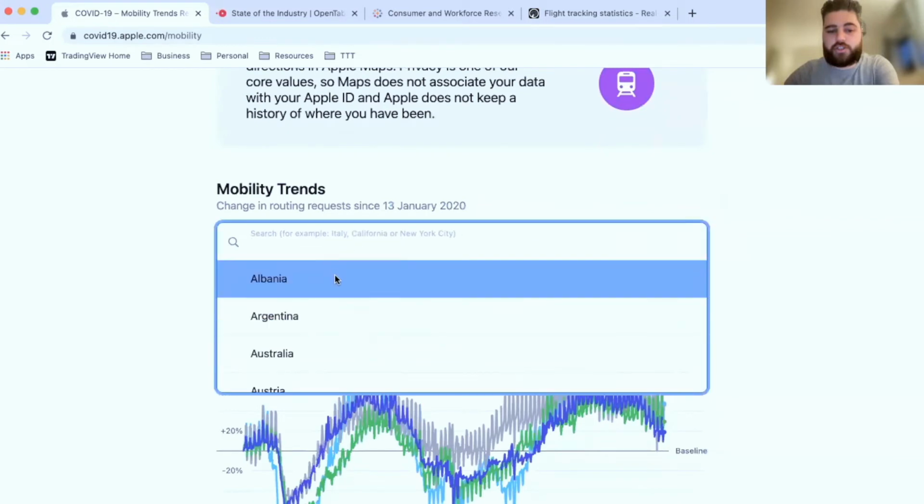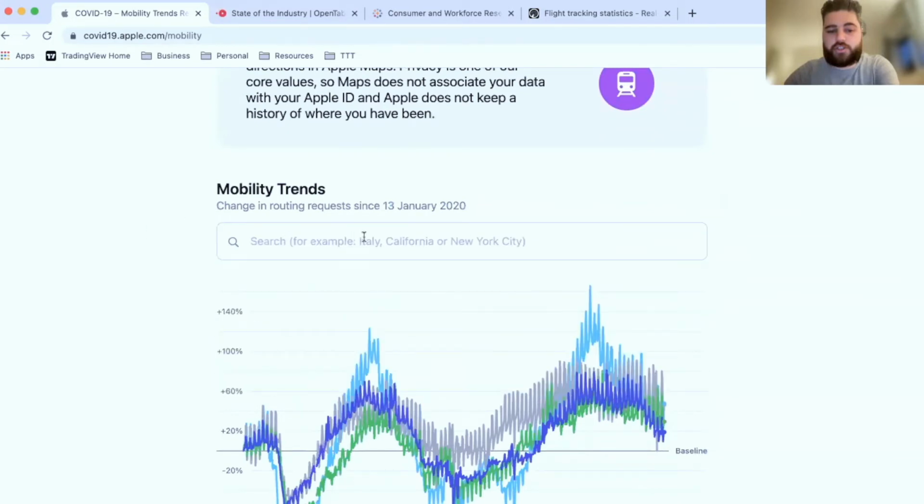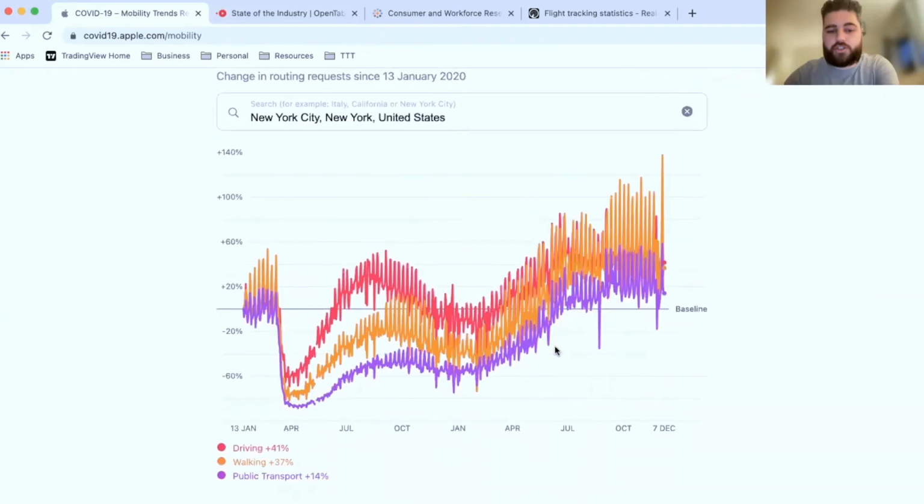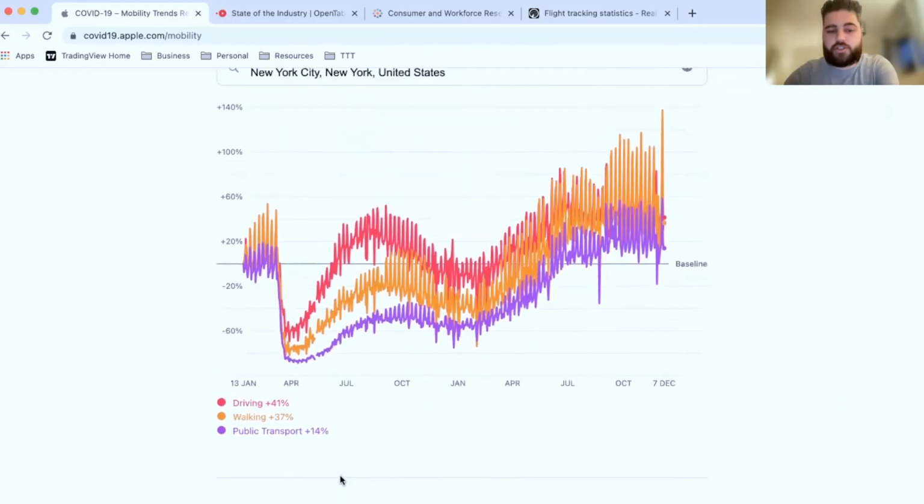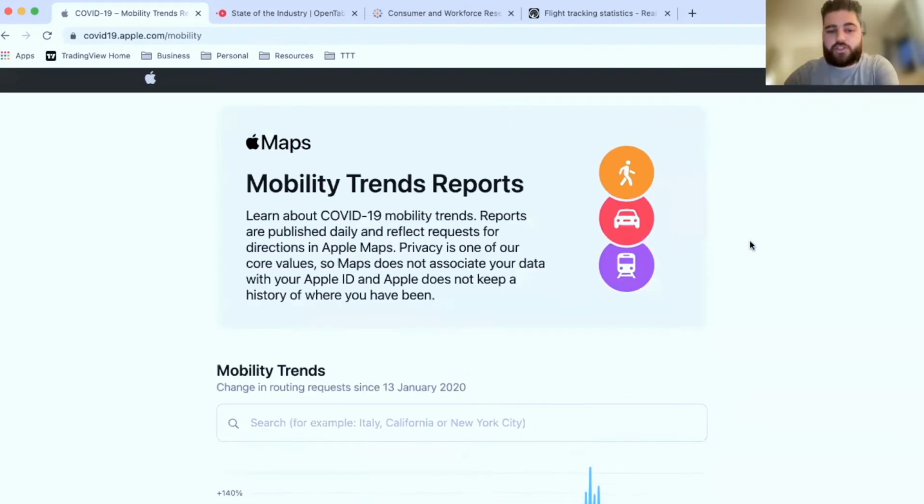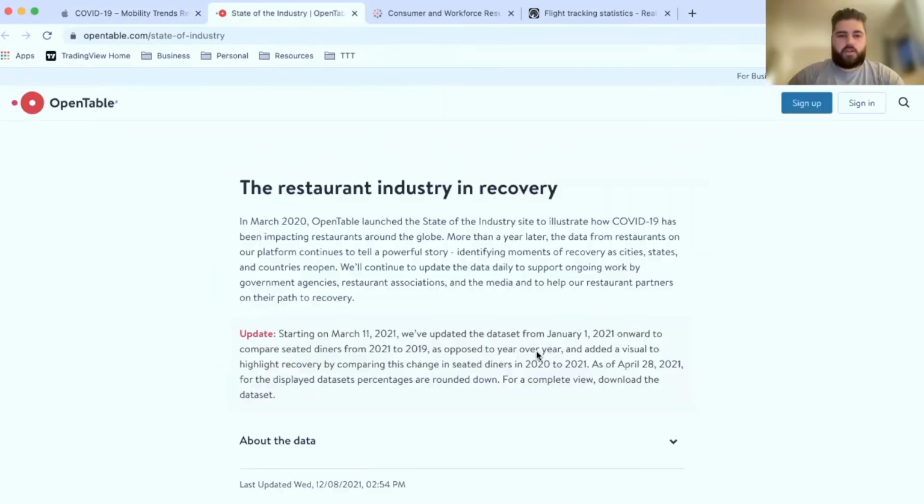You can also look into individual countries themselves and individual cities. So let's try that with New York, and you can get a really good indication of, are more people driving, walking, or using public transport? All right. The chart for me is just the main one and getting an overall trend, an idea of how that mobility is working.